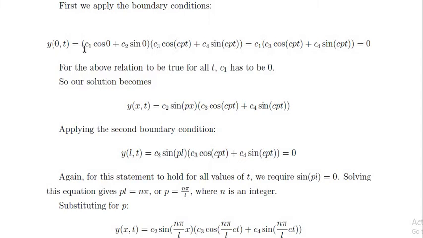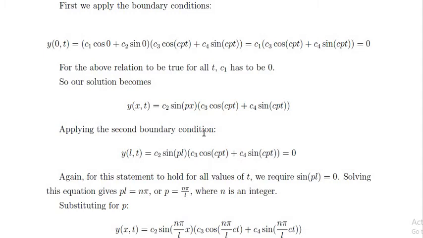This is the first boundary condition. Then the product equal to 0 means the possibility is c1 equal to 0. Substitute the value c1 equal to 0 in the solution of the wave equation. It becomes y of xt equal to c2 sin px into c3 cos cpt plus c4 sin cpt.